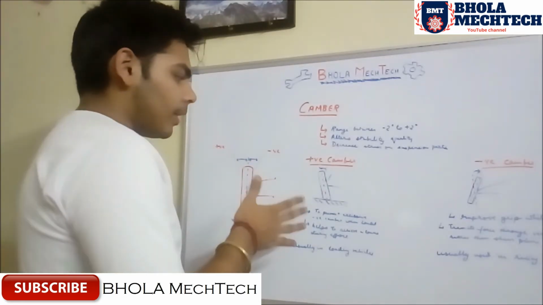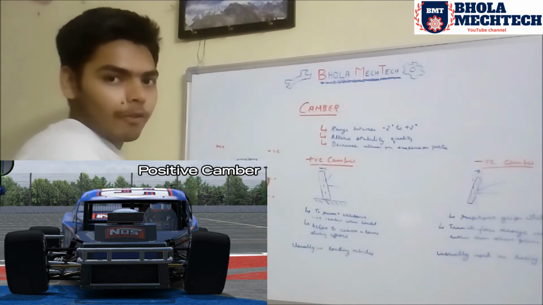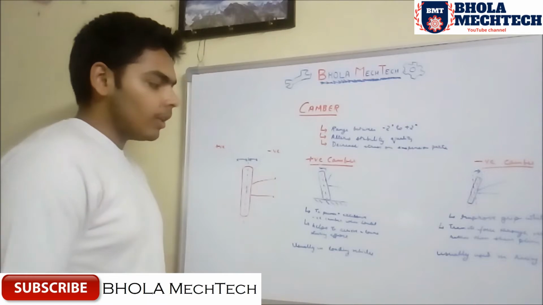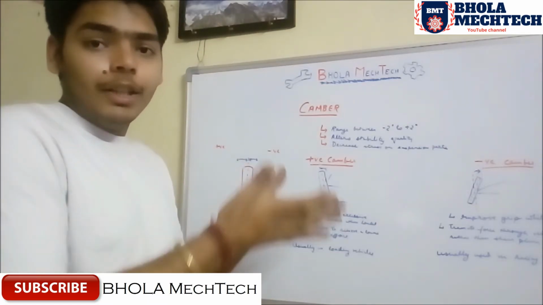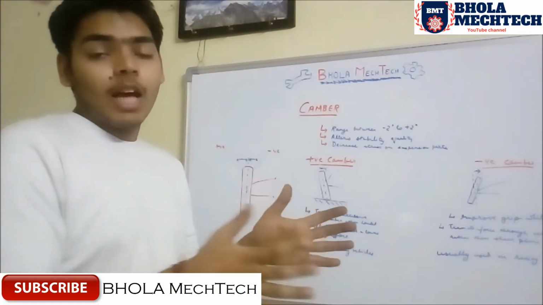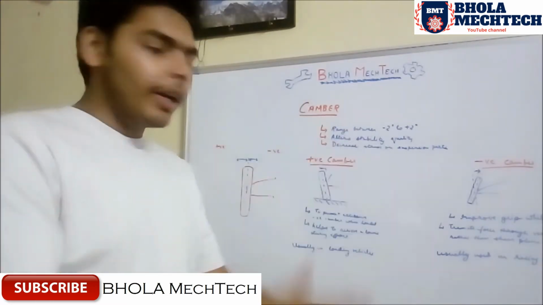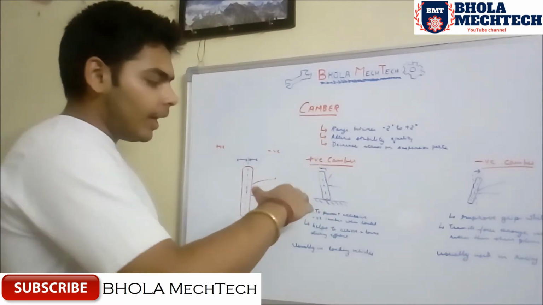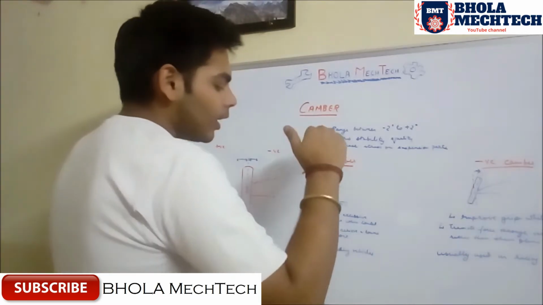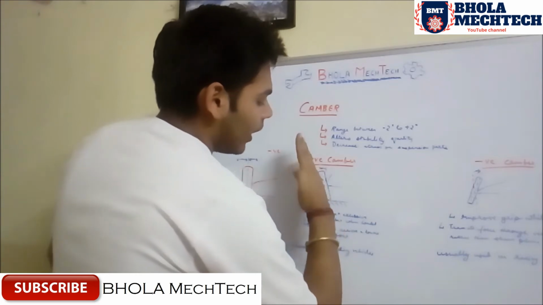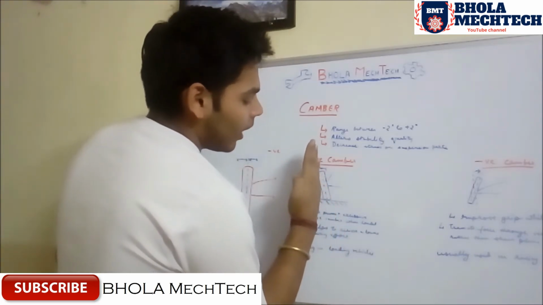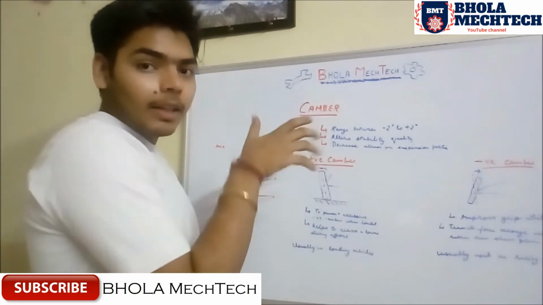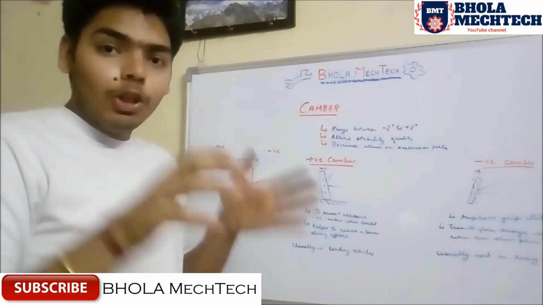Coming to the positive camber, if the wheel is tilted outward from the top and inward from the bottom, then this is known as the positive camber. Positive camber is basically used in commercial vehicles which have to carry a lot of load, because when the load is given to it, the wheel comes to the vertical position. When the vehicle is loaded, the wheel tries to come outward from the bottom and go inward from the top. So the force transfer is much better in the positive camber when the vehicle is in loaded condition.